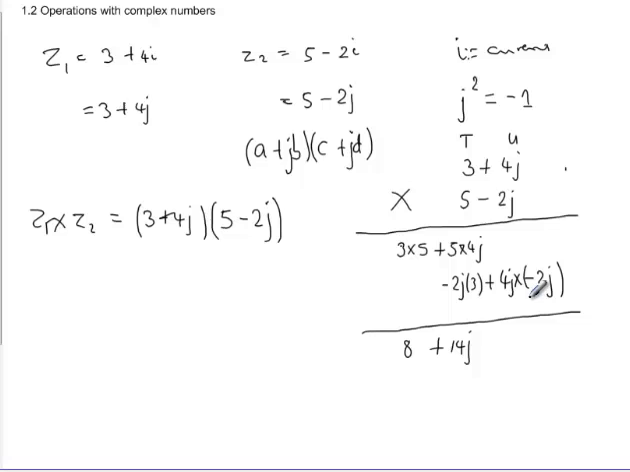Then let's organize this thing a bit. Let's get this thing more organized. Can I have silence there, please? Then you get this thing plus 4 multiplied by minus 2 multiplied by j multiplied by j. I'm just bringing like things together.